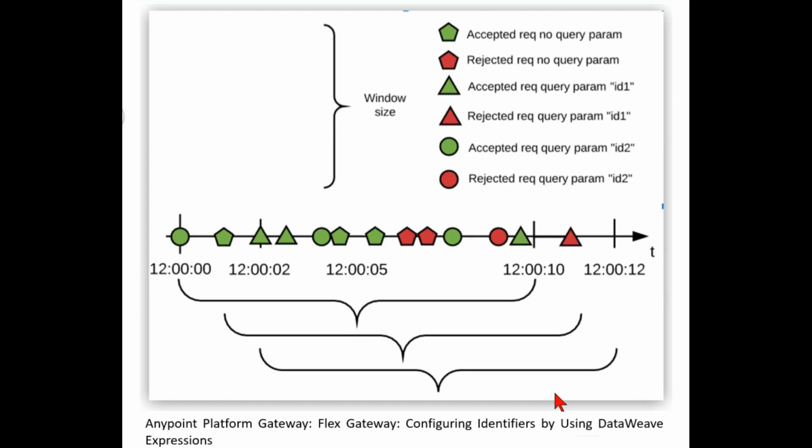Note the HTTP request header names are case sensitive. Anypoint Connector for Mule HTTP changes header names to lowercase characters. However, the DataWeave key is case sensitive. Therefore, when creating an identifier expression, remember to reference headers in lowercase.